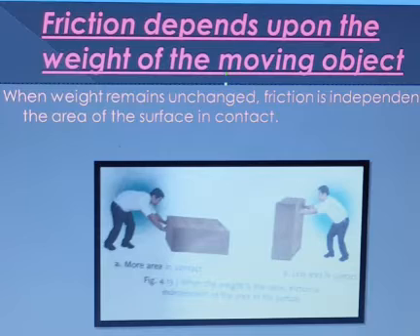Although the areas of contact of the two boxes are different. In one case, the box has more area as compared to the other. In the second position, the box has less area of contact. So friction is independent of the area in contact when the weight remains the same. So we can say, when weight remains unchanged, friction is independent of the area of the surface in contact.